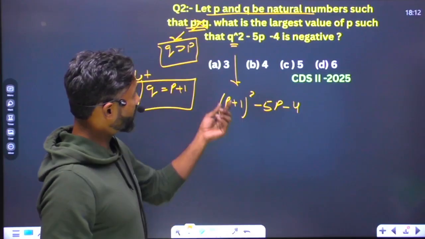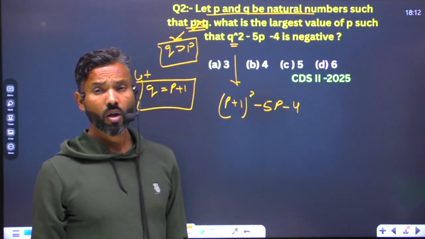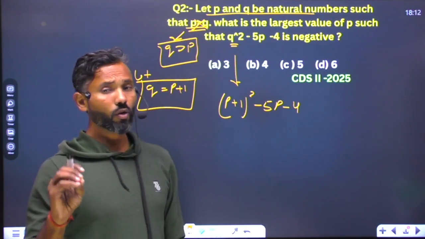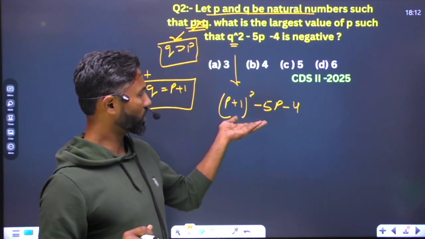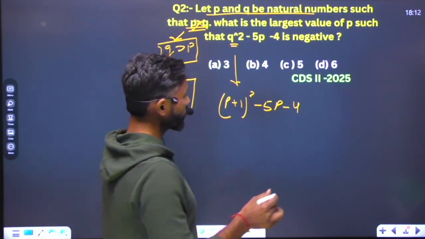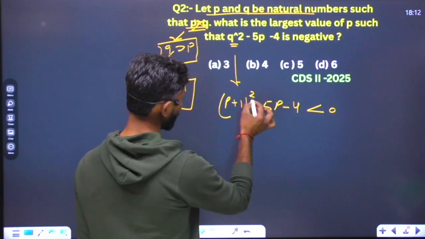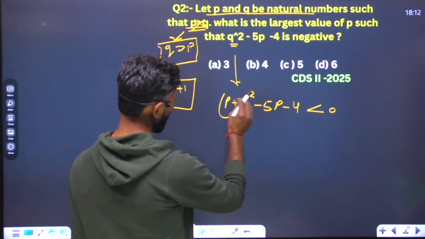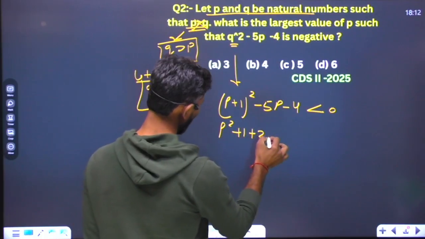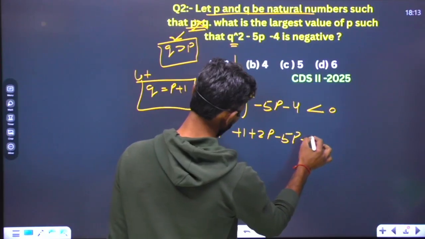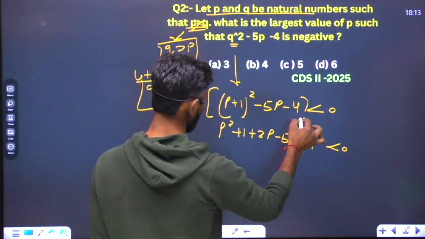And he's saying that the value of this should be negative. You know, the value will be negative when it is less than 0. Okay. If its value is less than 0, it will be negative. So it should be less than 0. Understand? Now I'm just going to expand (a plus b) whole square over here. It will be p square plus 1 plus 2p minus 5p minus 4, and this complete must be less than 0.